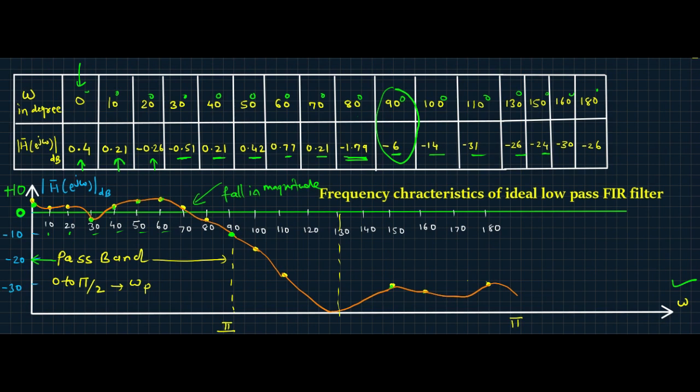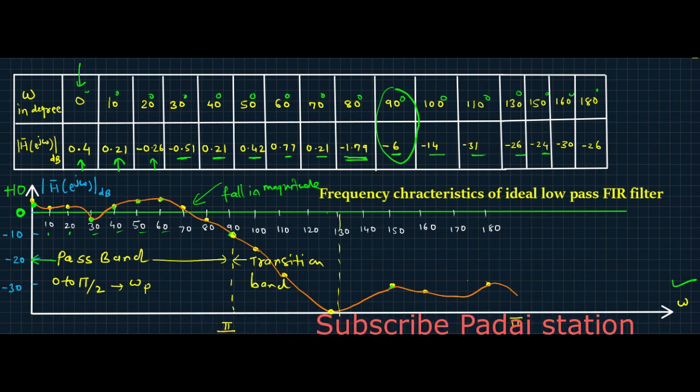what is this? This is the transition band. The gain is not falling suddenly to 0. In the transition band there is a monotonous decrease from this value. So it is minus 6 at 90 degrees, and here up to 130, or we can say 125 degree. Here we are getting this point, which is omega s, the stop band frequency.